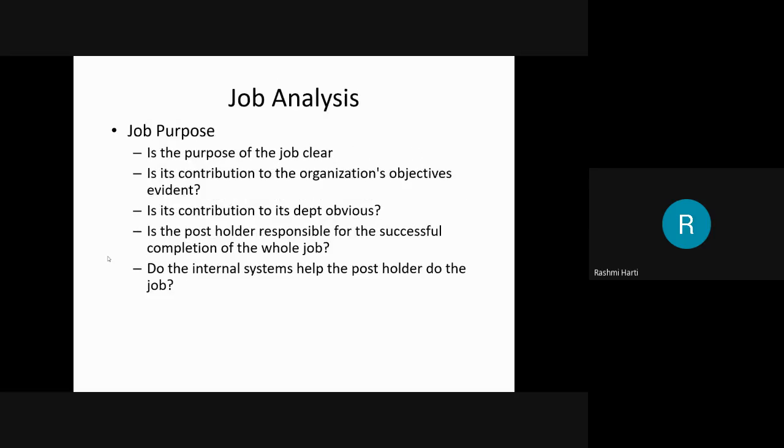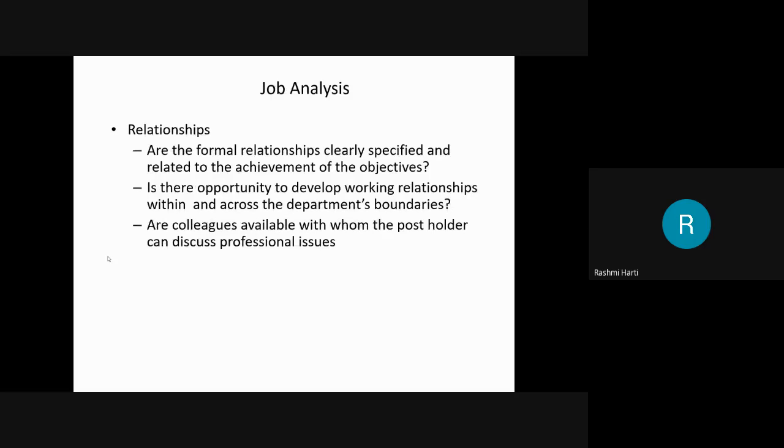First thing is skill range. Second thing is job purpose. And then relationships, that is also put in job analysis. Are the formal relations clearly specified and related to the achievement of the objectives? So whatever formal relations are there within the organization, between the departments or between the people of various departments, or whom that particular employee will be reporting to, or who will be reporting to that employee, are all these formal relations really clear or not? Is there opportunity to develop working relationships within and across the departments?